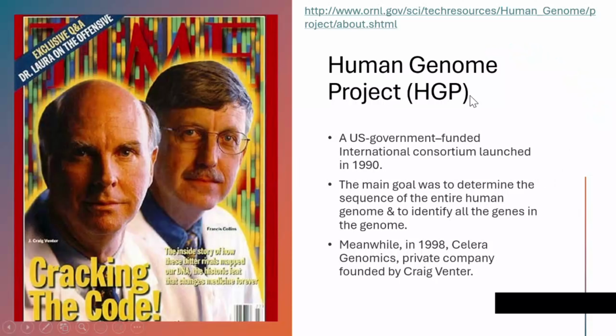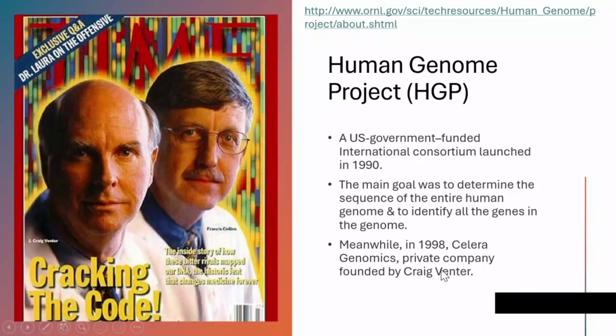If you remember from the first lecture, I talked about the Human Genome Project. This is a US-funded project that started in 1990. The goal was to sequence the human genome. It was a team of about 2,000 people, if I remember correctly, and they were aiming to get it by 2005. So that's about 15 years of work. At the same time, there was a private company called Celera Genomics, which was created by Craig Venter.